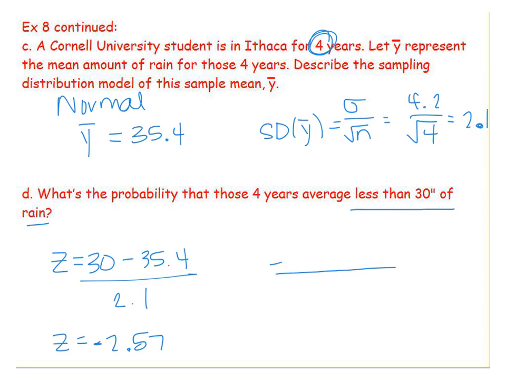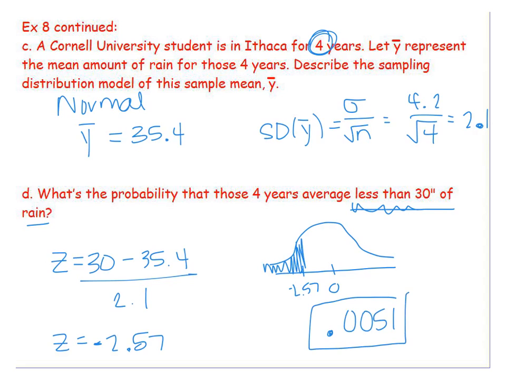If we think about our drawing, 0 is in the middle, negative 2.57 is over here. Now, it's asking for less than 30 inches. So that means we're shading to the left only, which means no need to subtract. We're just going to look it up on our blue sheet, and we get 0.0051. So that is the probability that in those 4 years, you get an average less than 30 inches of rain.